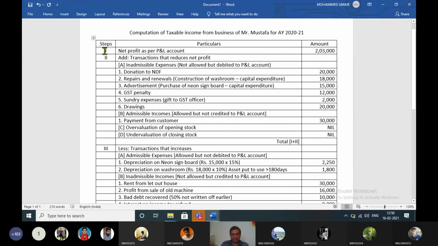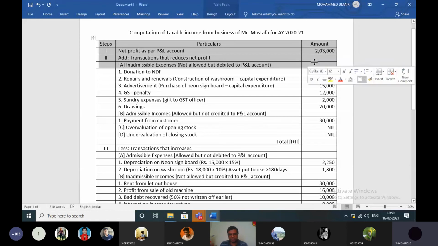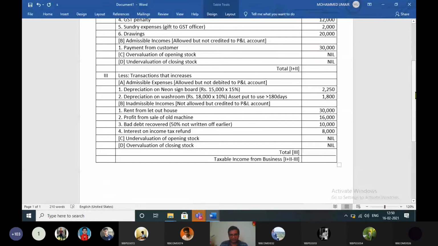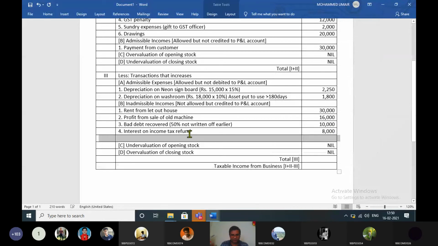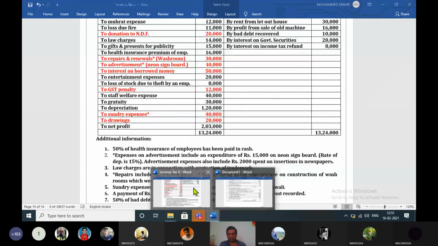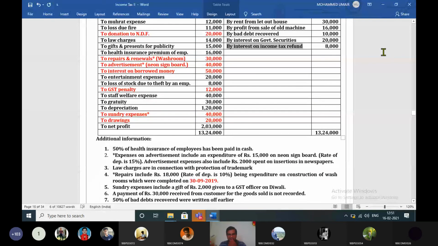Sir, interest on government securities. Okay, we have missed out on that. Yes, sir. Okay, what's the amount? 20,000, sir. Okay. Yeah, I think we are done with all.